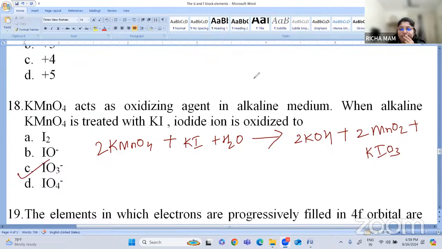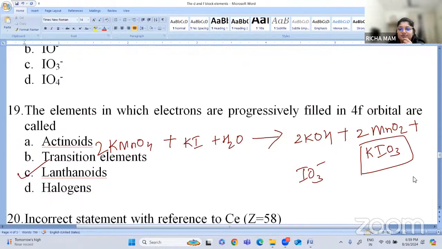So KMnO4 acts as an oxidizing agent in the alkaline medium. When you treat KMnO4 with KI, this is the reaction which occurs, and it gives IO3 minus. Fine, so this is all based on the reactions. Okay, next one.